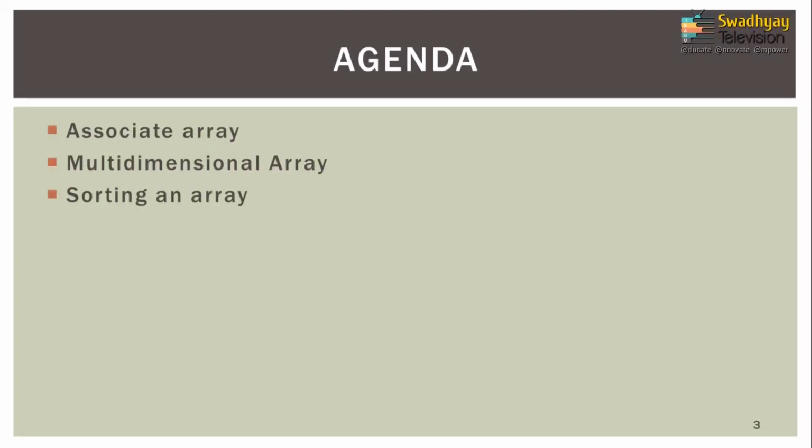Then we considered how to use the foreach loop to get each element value within the array. Then we considered how we can add and delete elements within an array, and finally we saw some array functions. In today's session, I am going to discuss associative arrays, multidimensional arrays and sorting of an array. So, let us start with the associative array.